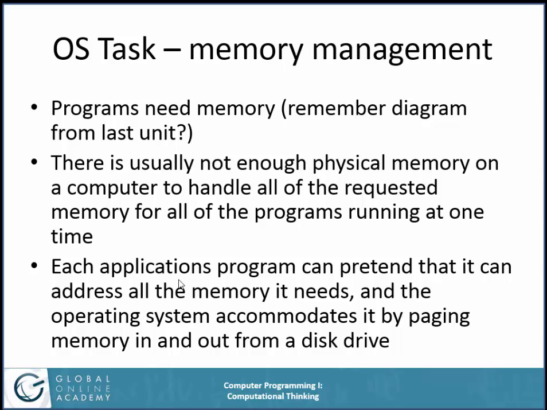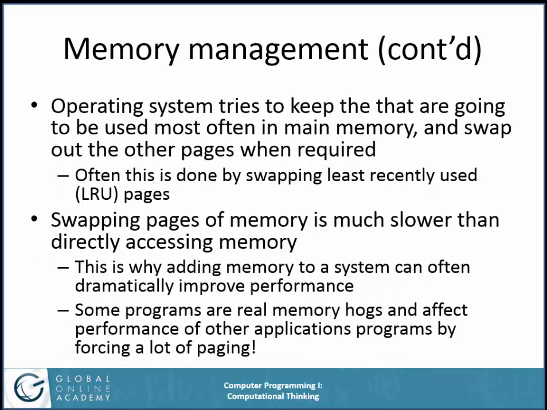Remember, we've got lots of disk storage, but it's slower than memory, and the CPU can't address it directly. So, when we need more stuff in memory, we pull it in from the disk drive. Now, the operating system tries to keep the memory that's going to be used most often. The operating system tries to keep the memory pieces or memory locations that are going to be used most often in main memory and swap out the other pages when required.